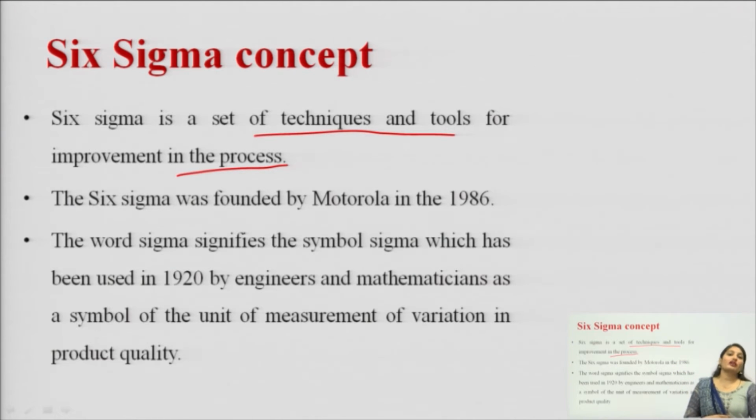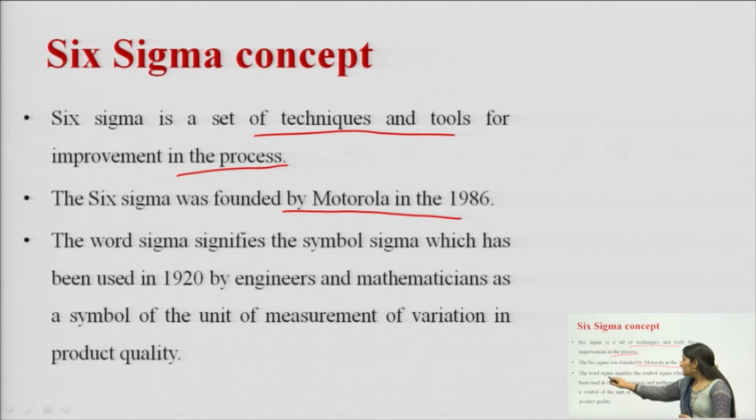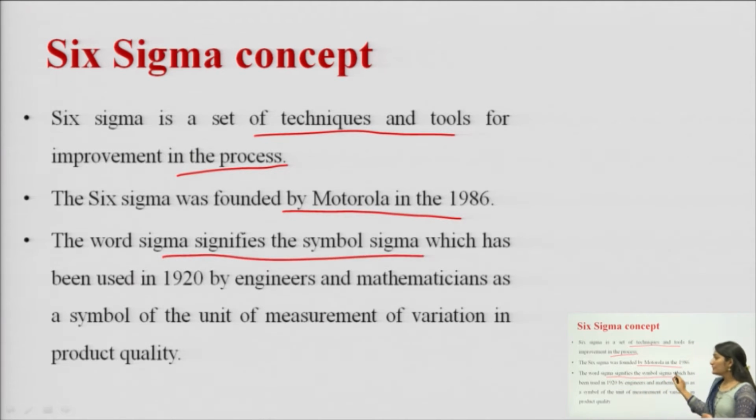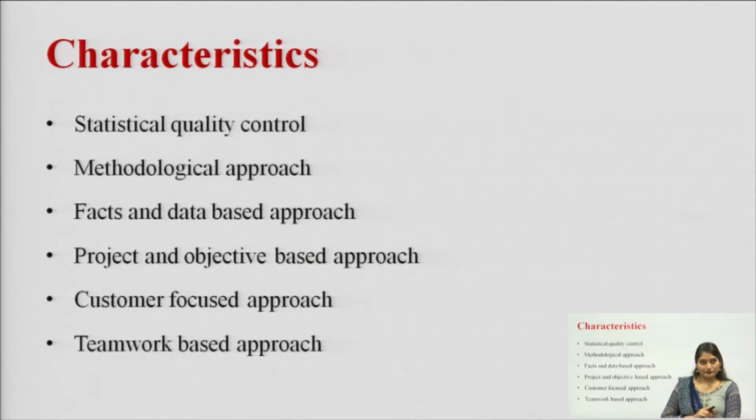This concept was founded by Motorola in 1986, and the word sigma signifies the symbol sigma that was used in 1920 by the engineers and mathematicians as a symbol of the unit of measurement of variation in the product quality. After this, in 2000, this was adopted by all the organizations for measuring the variance in the quality of the product. Okay.